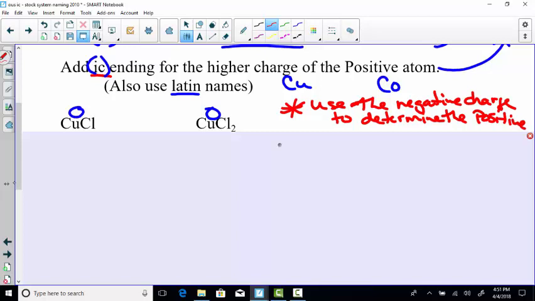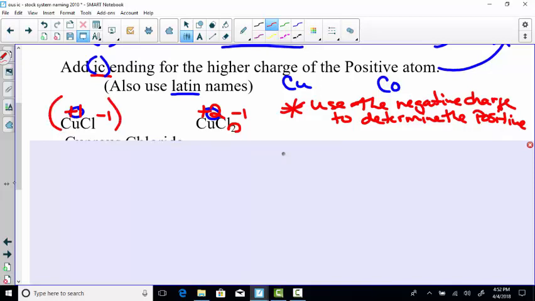Okay? Use the negative charge to determine the positive charge. So chlorine on our periodic table is -1. So this copper, in order to balance that out, needs to be +1. And over here, chlorine is still a -1, but we have two of them. So this copper has to be a +2 to balance that out. So that means this copper right here is the lower charge.